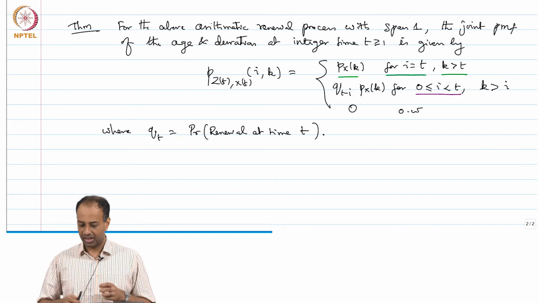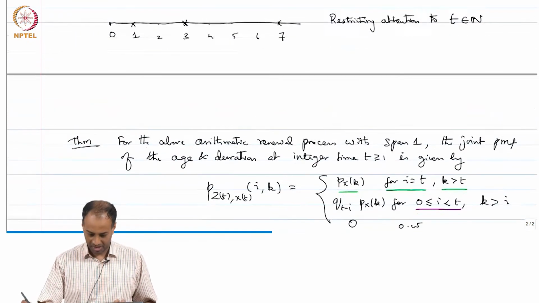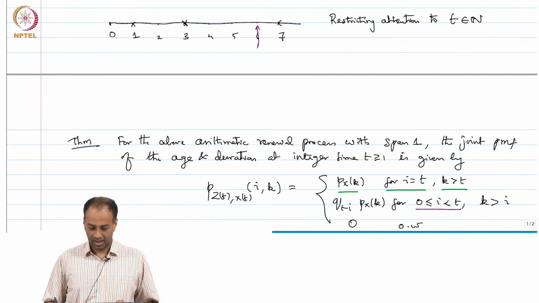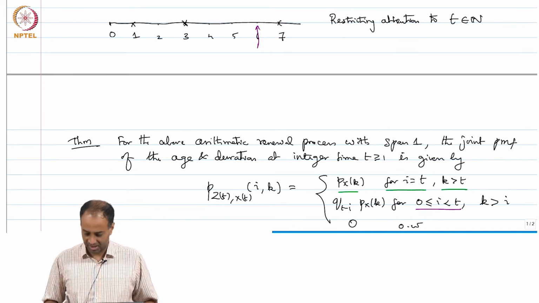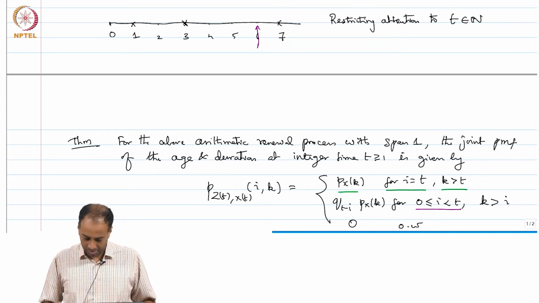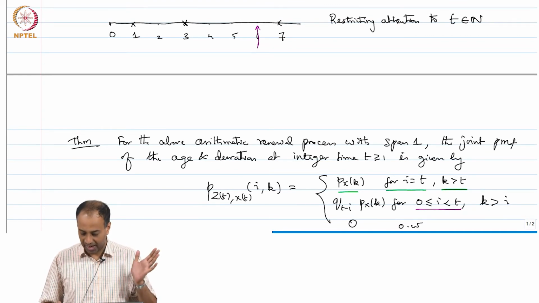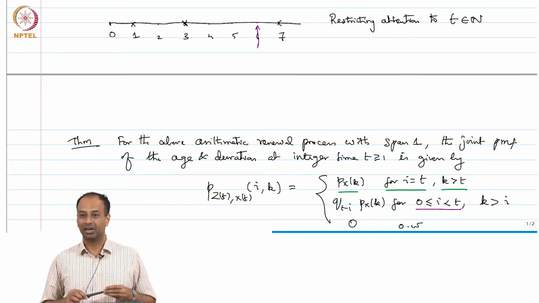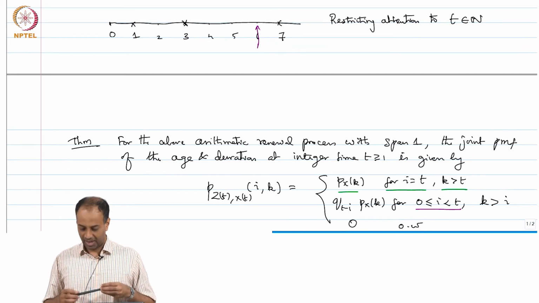And so, you are looking at age equal to I. If you go back to this picture, you are sitting somewhere here, let us say at this point. Your t in this picture is 6, but you are looking at the probability that the age is I, which means that there should have been a renewal at time t minus I, correct, and what else, you want the duration to be k.